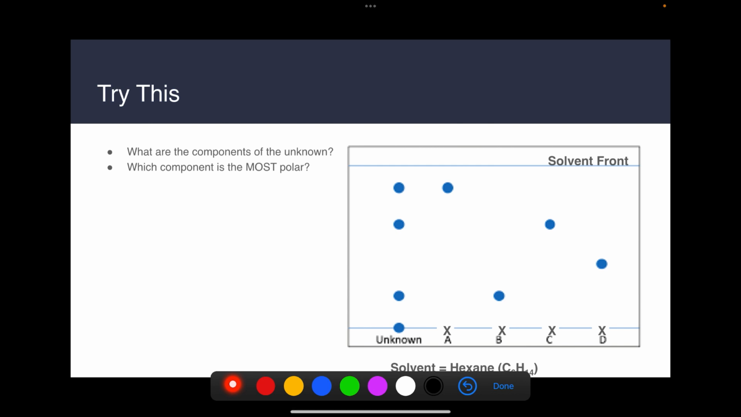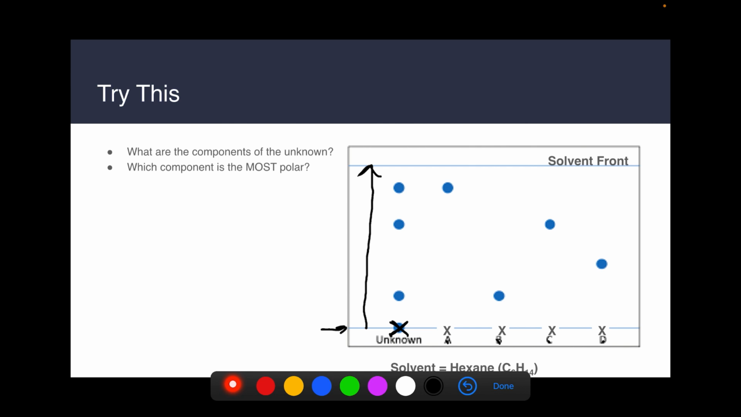Here's an example of a chromatograph. In this case, an unknown, right here, has been spotted at the origin. We don't know what this unknown is made of. Then we add a solvent, that's our solvent front here, and that solvent moves up the paper, carrying components of this mixture with it. We've also spotted A, B, C, and D, the things that we think might be in that mixture. Using this chromatograph, we can ask ourselves two questions.